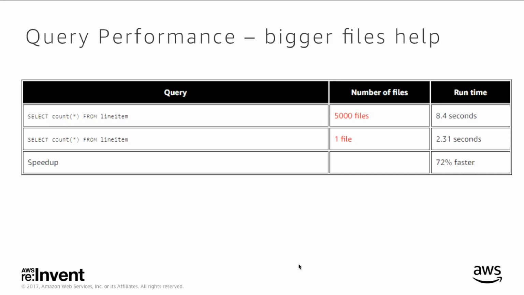But if there is an option, via some ETL or some compaction process, to take all of these files at some point in time and compact them together into fewer but bigger files, there's definitely a significant speed up from doing that. And of course, converting to columnar formats again makes a big difference there.